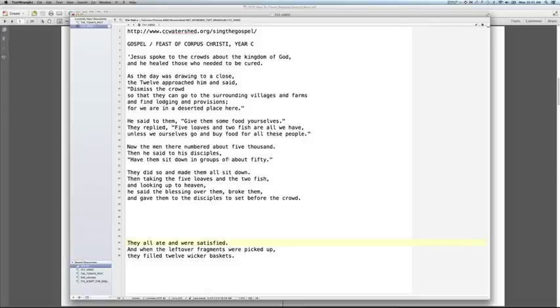And then the rest of it, let's see here. Sometimes it helps to go from the back. Okay, then "taking 5 loaves and 2 fish and looking up to heaven."